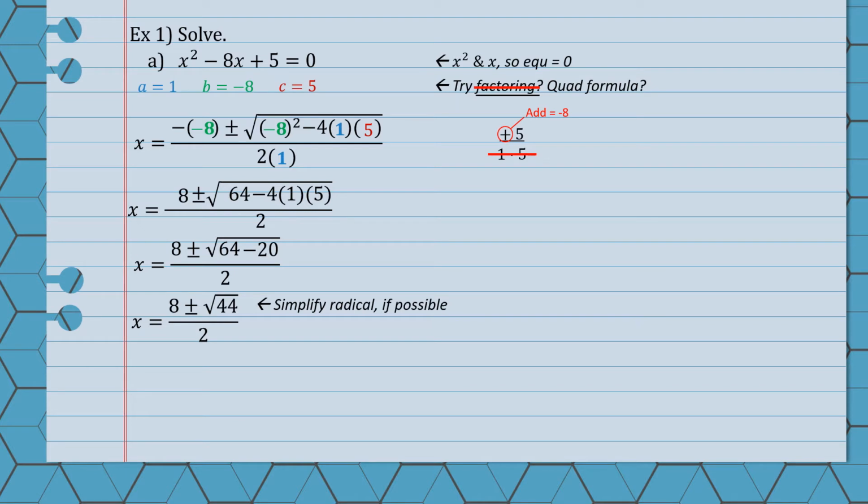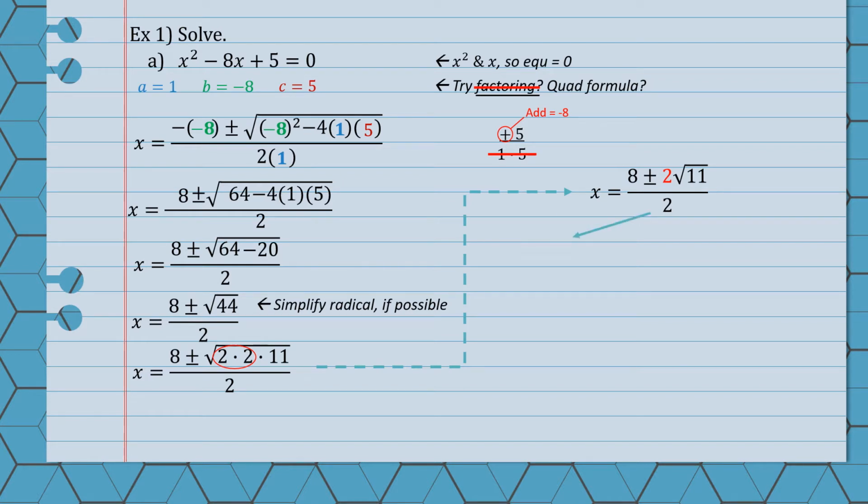The best way to do that is to do a factor tree and factor 44. If you factor 44, you will get 2 times 2 times 11. And notice, we do have a set under the radical. We have a pair of 2's, so those can come out of the radical, giving us 8 plus or minus 2 square root 11 all over 2. From here, we deal with the plus or minus, which means we have 2 different solutions.